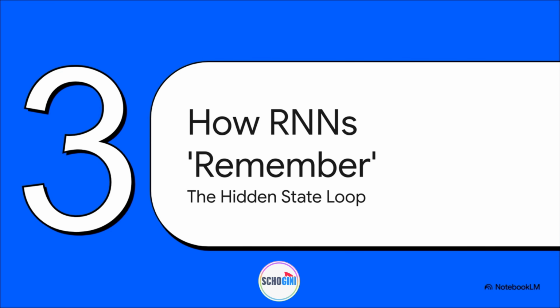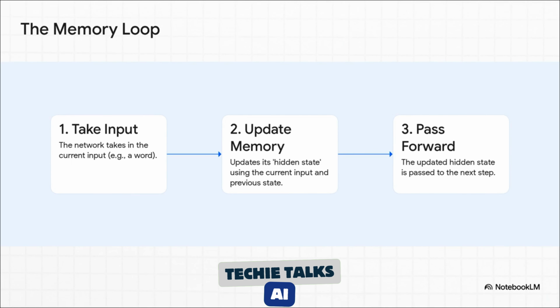It all boils down to a simple little loop that just keeps repeating. So imagine this. The network gets one piece of information, let's say a single word. That's step one. Then, for step two, it takes that new word and mixes it with what it already remembers, its hidden state. This hidden state is its memory of all the words it's seen before. And then for step three, it passes that new, updated memory forward to the next step, ready for the next word. It just does this over and over and over, constantly weaving the present into its memory of the past.